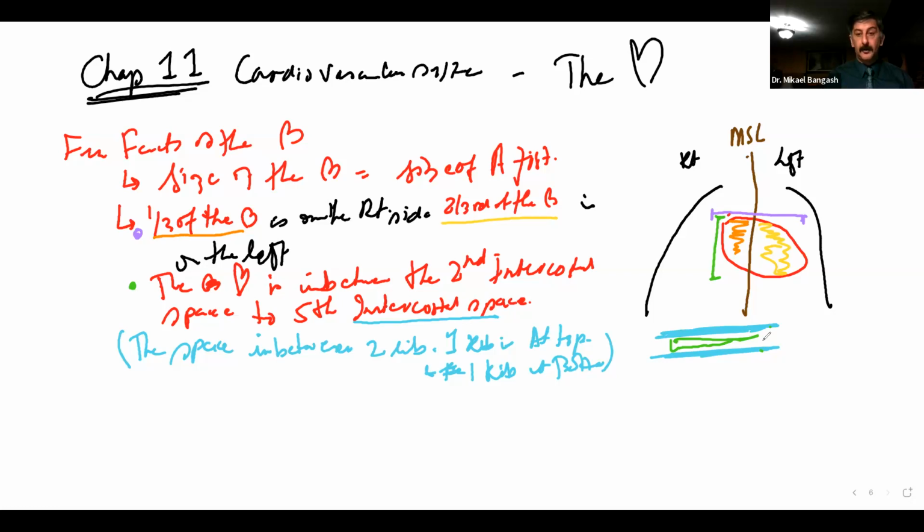So when you go from the second, third, fourth, fifth intercostal space, from above to below, that's where you will mainly find the top of the heart and the bottom of the heart. Did you guys get that? Yes. Okay.